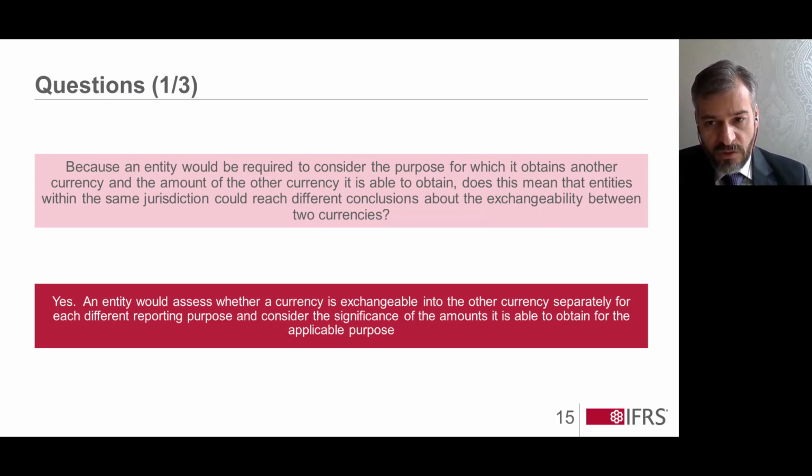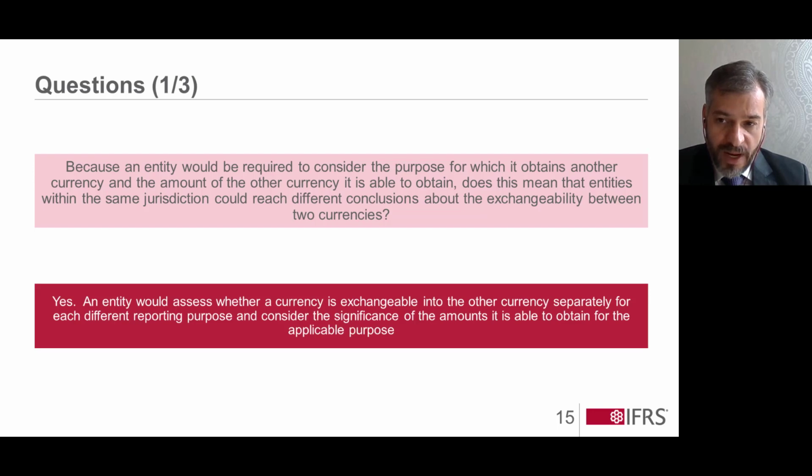Let us, for example, consider two companies that are both translating foreign operations that have a functional currency of A into a presentation currency of B. There could be situations in which those companies are able to obtain a fixed amount, say 100,000 units of B, which is less than the total amount they would need to realize their net investment in their respective foreign operations.